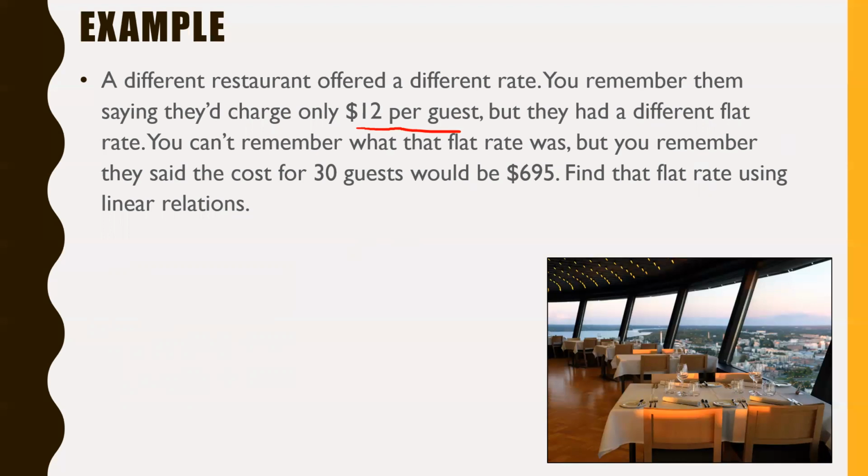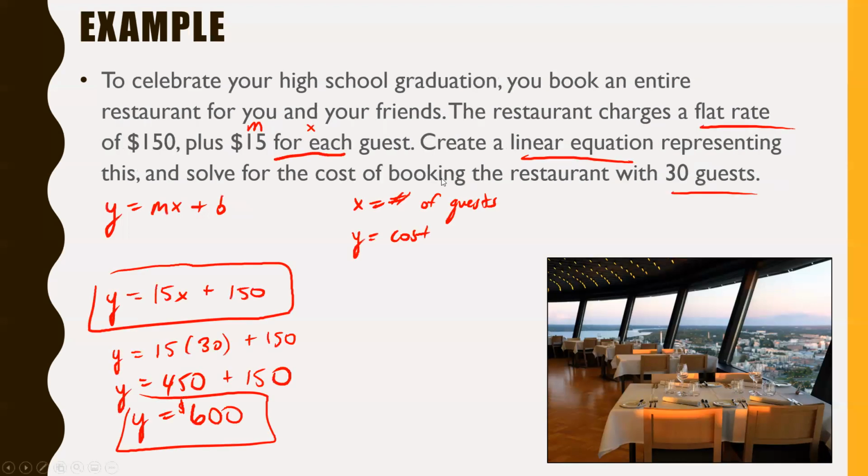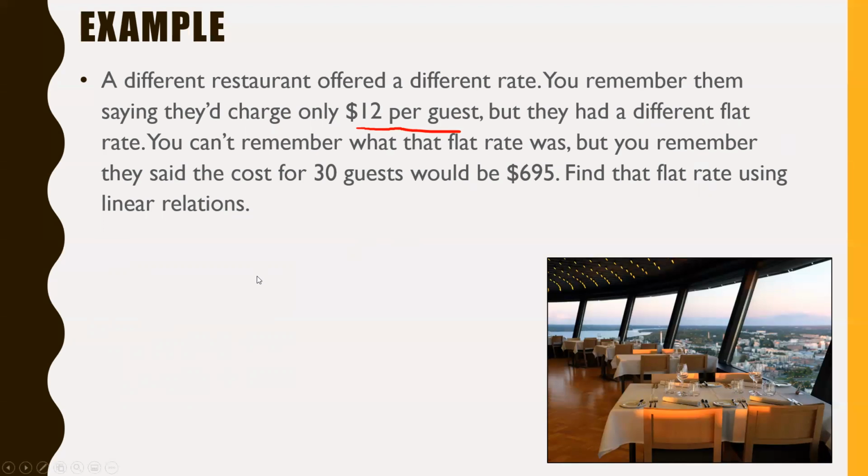Okay, so remember last time, I'll even flip back to the last question. Remember last time our flat rate was our b value, right? That's going to be the same thing here, right? So since our flat rate is our b value, we don't know what b is. So that's really our big question here. b is unknown right now. We still have 30 guests, so this is our x. And we know our total cost is 695.